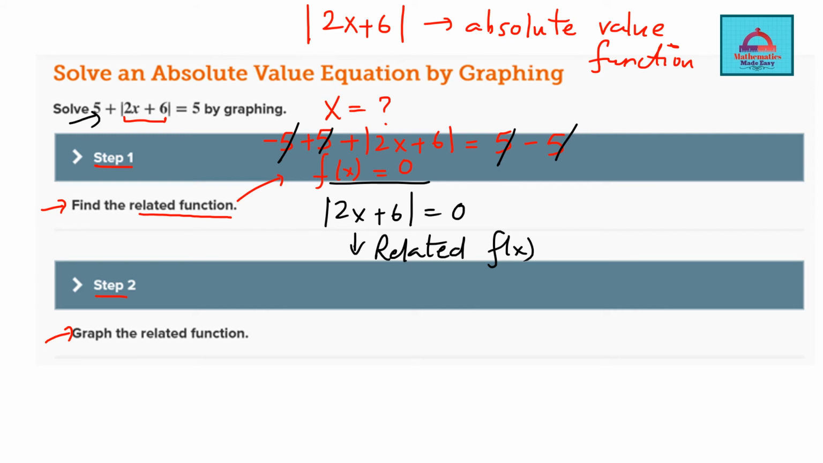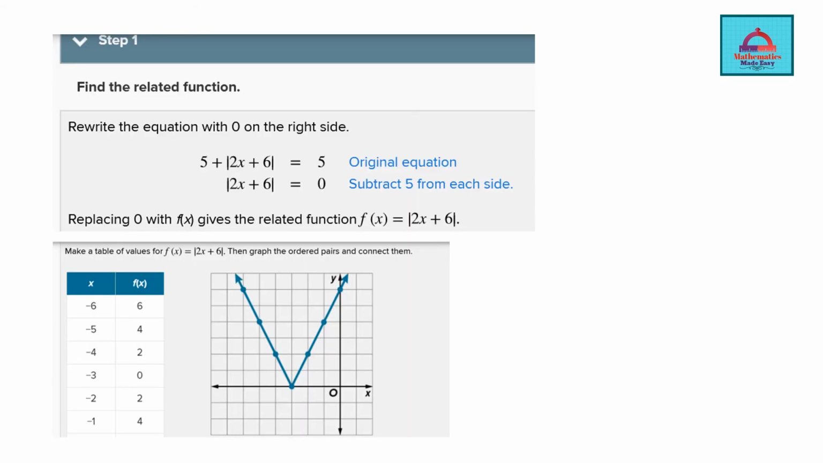So let's go to step 2 and now find the graph. Okay, so this is the correct solution where you get the related function. We have already discussed it. It is this function f(x) equal to the absolute value of 2x plus 6. Now, if you recall from our previous sessions, the graph of an absolute value is always a V-shaped graph. In order to draw this V-shaped graph without a calculator, you need a table of values. So you are going to make an x, y table or x and f(x) table.